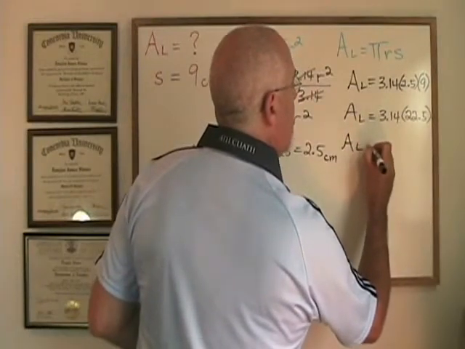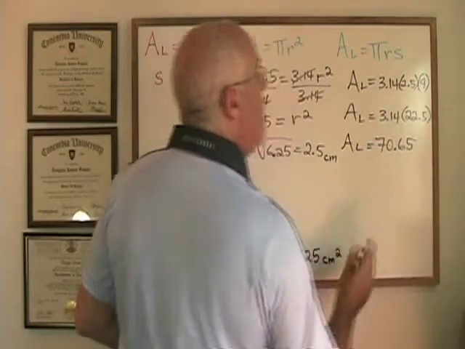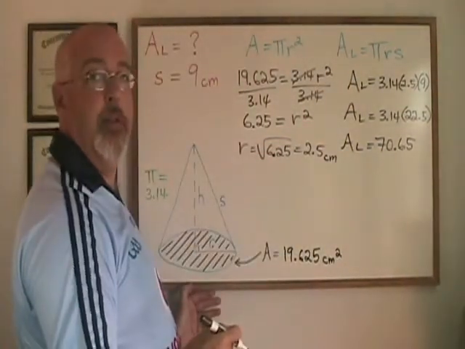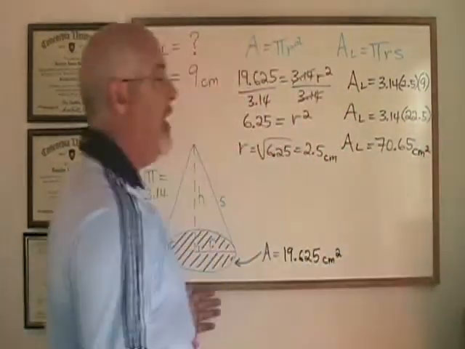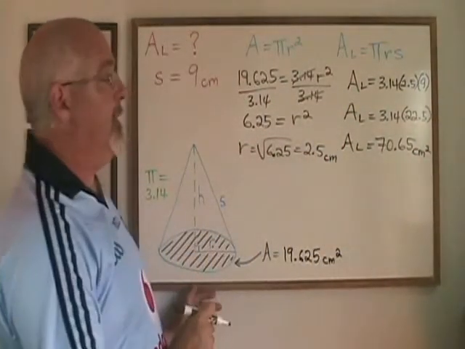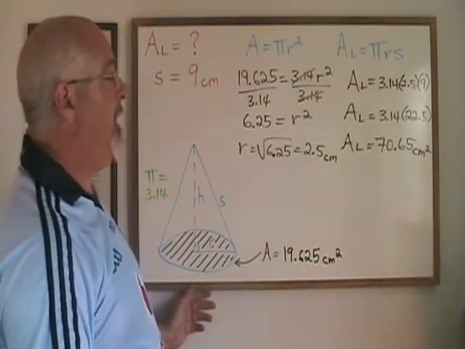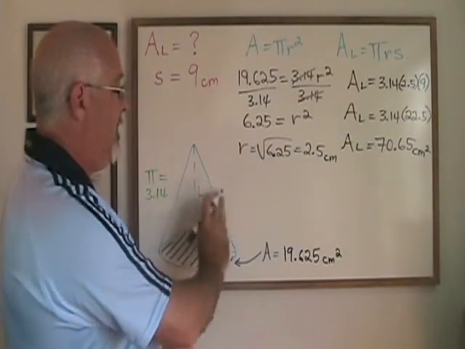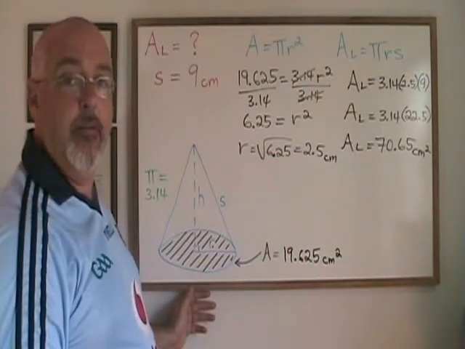And that means our lateral area is equal to 70.65. Again, it is an area. Since we were dealing with centimeters, the area will be centimeters squared. The lateral area of this cone is 70.65 centimeters squared. Remember that lateral area includes the area of the slanted outside part of the cone, but does not include the area of the circle at the bottom.